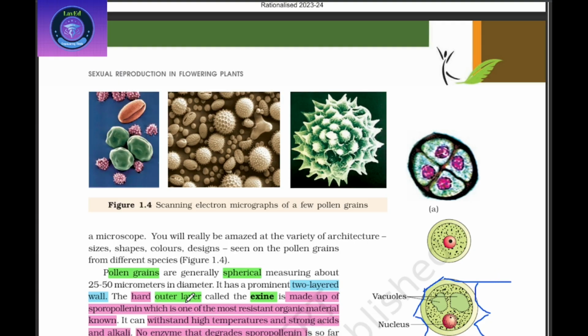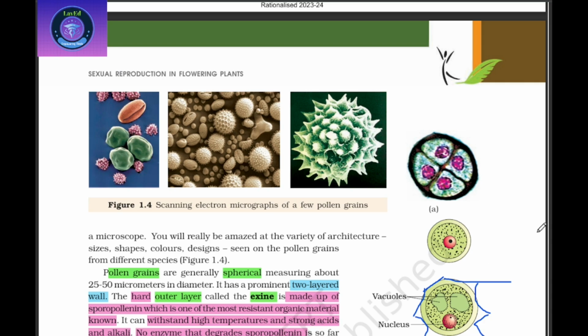The hard outer layer is called the exine, made up of sporopollenin. Now this blue layer is made up of sporopollenin, which is one of the most resistant organic materials ever known. It can withstand high temperatures and strong acids and alkali. There is no enzyme that degrades sporopollenin. Sporopollenin is very resistant to any kind of alkalis, acids, or even enzymes. Nothing can even degrade it.